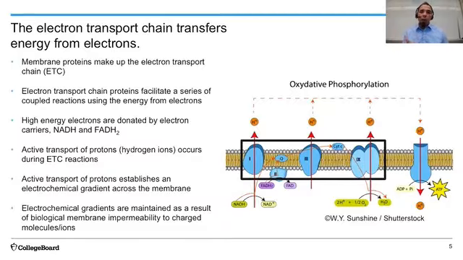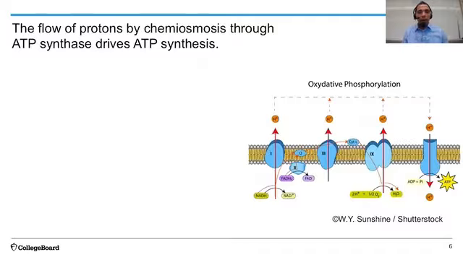But the main point here is that the electrochemical gradient, again, a gradient, you have a different concentration, is maintained as a result of biological membrane impermeability to charged molecules and ions. There's a lot going on here. So if you just pause the video, the whole point is that we're trying to see that the electron transport chain transfers those electrons, and as it transfers those electrons, it allows for the formation of that gradient. A lot there. So the flow of protons, our next topic, by chemiosmosis through ATP synthase drives ATP synthesis.